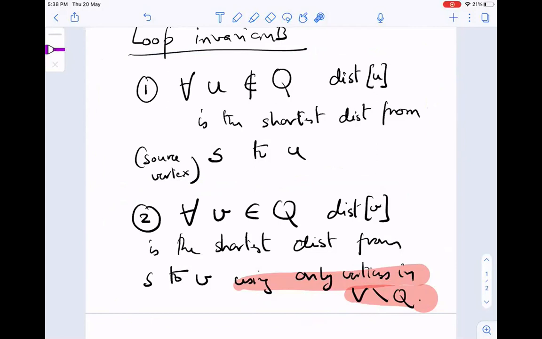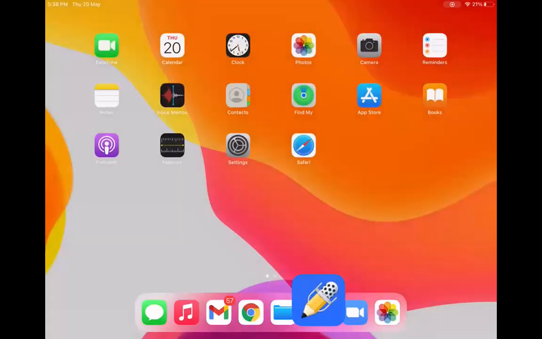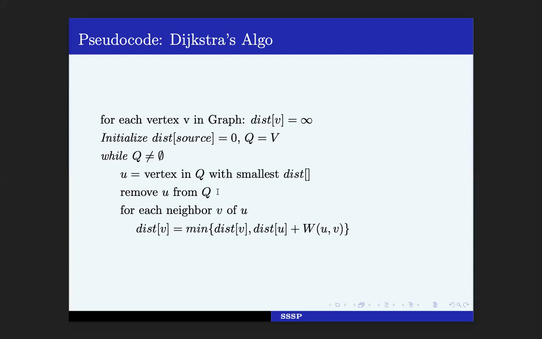Sir, if there are no edges from these vertices outside Q to U, then only we will remove U, right? No, I just remove U by taking the minimum vertex. When did I remove U? Maybe I should go back to this. Even if there is an edge, then we will compare whether... No, we are not comparing anything. Let me go back. When we are removing the first vertex from Q, when I'm removing U, U is a vertex with the minimum distance. Remove U. Am I comparing anything?